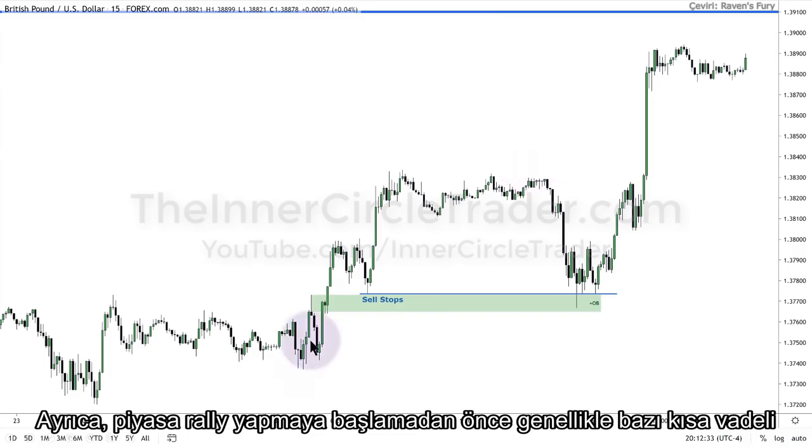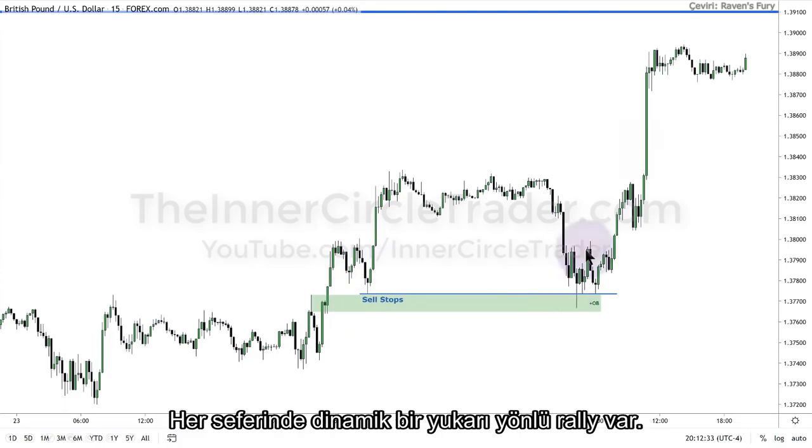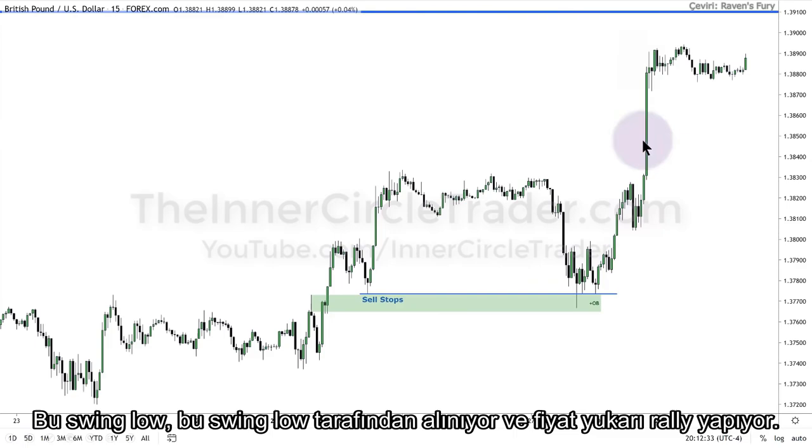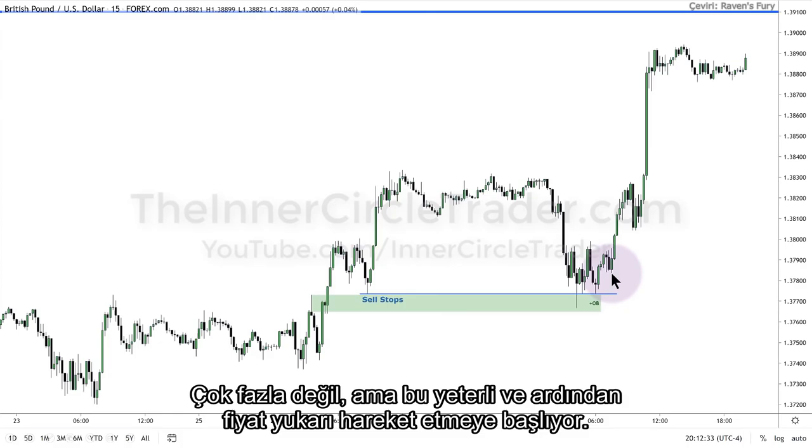Notice also, before the market starts to rally, it generally takes out some short-term swing low. This low took out this swing low. This low took out this swing low. This low took out this swing low. Each time there's a dynamic rally higher. This swing low was taken out by this swing low, and it rallies higher. This swing low is taken out by that swing low. Not by much, but it's all it takes. And then it starts to move higher.